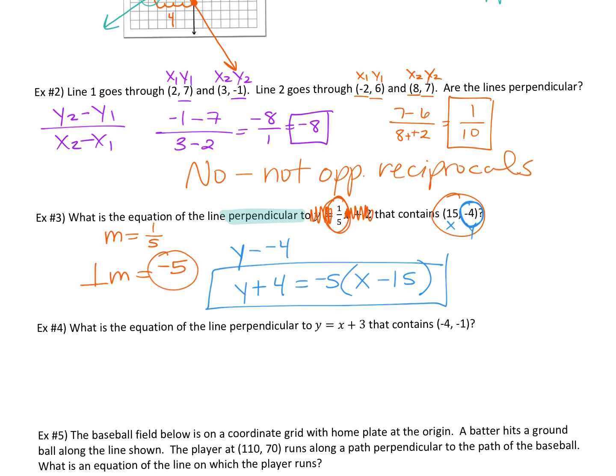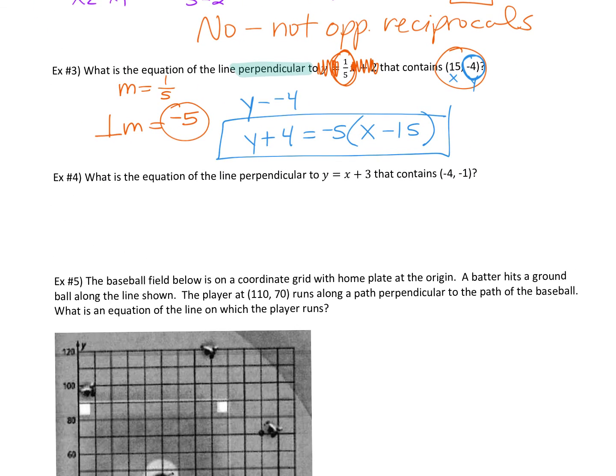Okay? You try this one. Exact same type of problem. If I want to be perpendicular to y equals x plus 3 and go through the point -4, -1, what's my equation going to be? Try it.